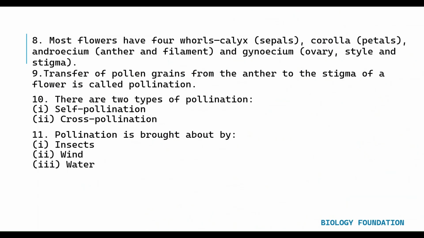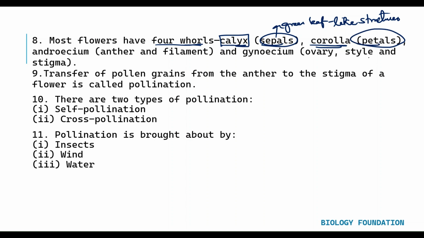Next, coming to flowers, which are considered to be the reproductive organs. A flower is the reproductive structure in a plant. So most flowers have four whorls. What are they? Calyx, the outermost whorl, which consists of sepals. These are green leaf-like structures which protect the flower during the bud stage. Corolla is the next whorl, which consists of a group of petals. Petals basically attract insects so that successful pollination can happen.